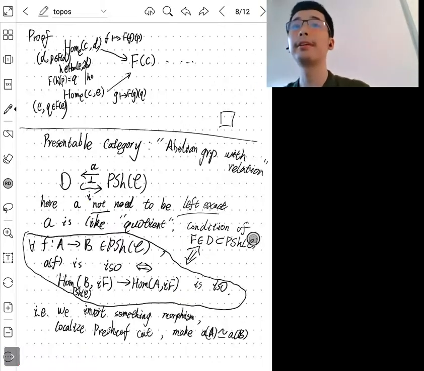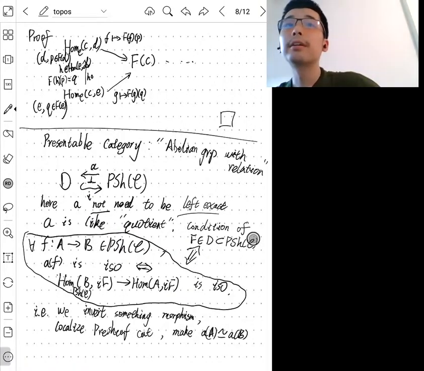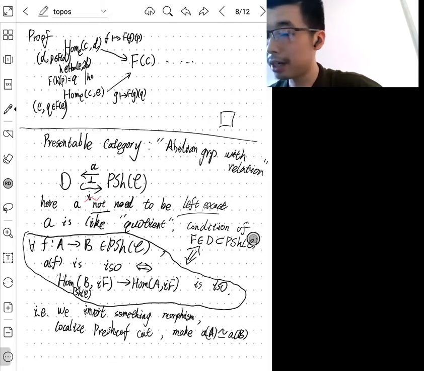Do you mind? Let me just quickly ask about your notation for I, this embedding. What does it mean? Embedding. It's just a fully faithful functor. All right. Again, that's what I thought. Okay. Thank you.